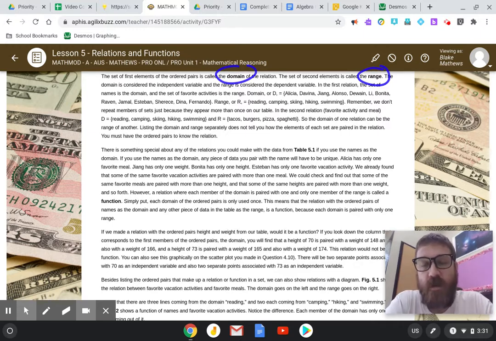Now, obviously, we're going to do this with numbers, and that's what we're going to get to. But for now, we need to understand that none of the domain values can repeat. And that is the rule when it comes to functions. That is the thing that makes a function a function. Every domain value appears only one time. But more than one person can have camping as their favorite activity, or hiking, or reading. So the range values can repeat, but the domain values cannot.